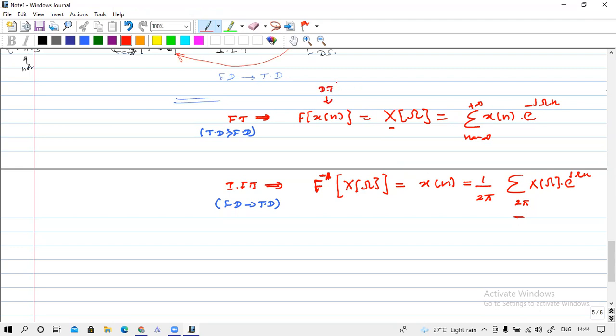If you get the Fourier transform, you will have some kind of frequency domain signal, X(ω). Can we tell this X(ω) is a discrete time signal? Can we directly tell this is a discrete time signal, like the discrete time signal x[n]?